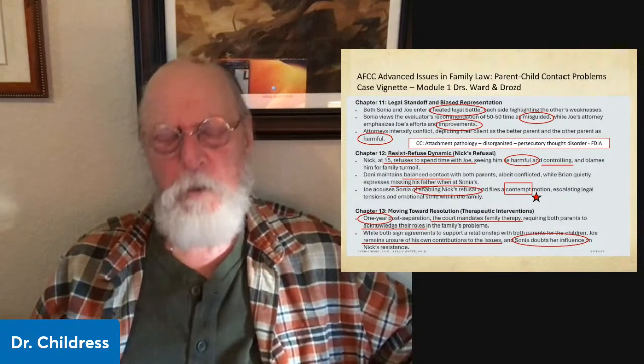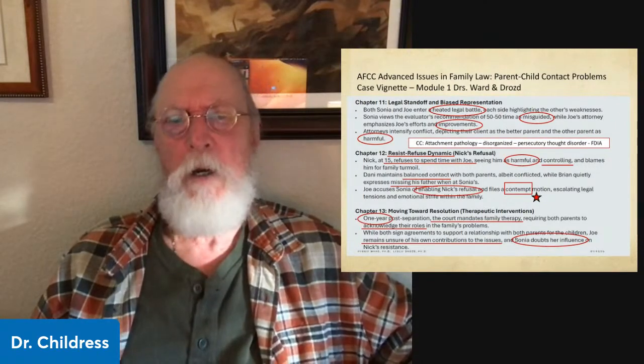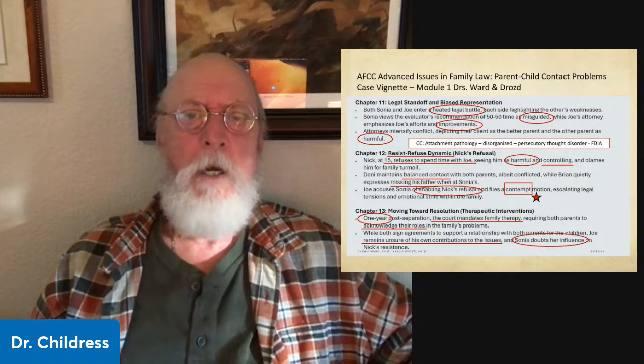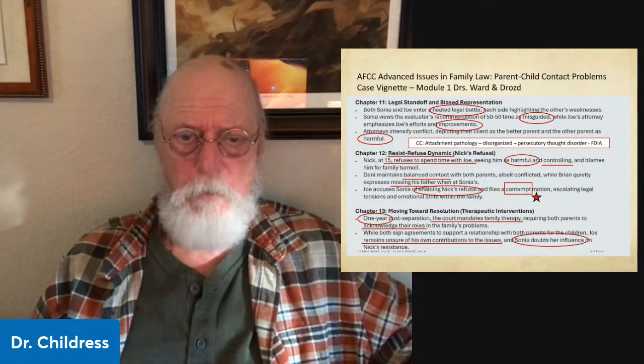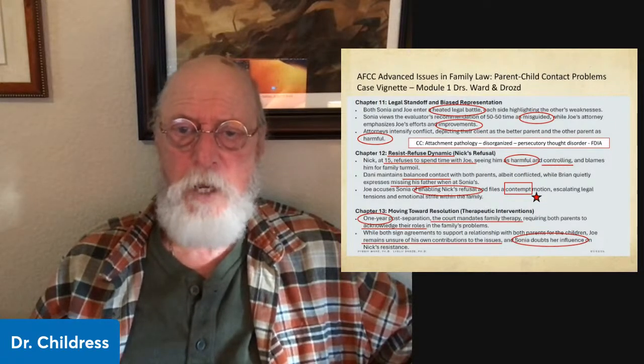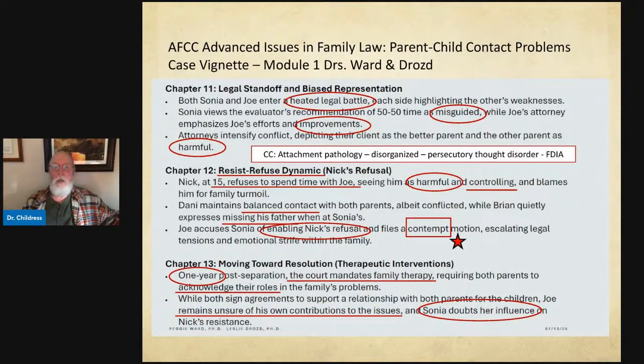So I'd wonder about competence with the assessment of delusional thought disorders. I'd worry about competence with the assessment of attachment pathology. And so this is problematic. Whoever the involved mental health professional is in this case is problematic. And then while both agree to sign, Joe remains unsure of his own contributions to the issues. I remain unsure of his contributions to the issues. From all indications, mom is creating persecutory thought disorder and factitious disorder in the child for secondary gain to the mother. So the father's perception appears accurate and reality-based.